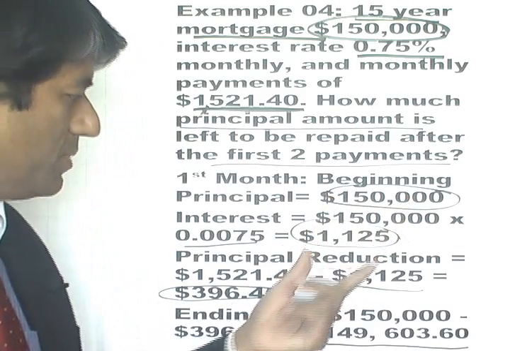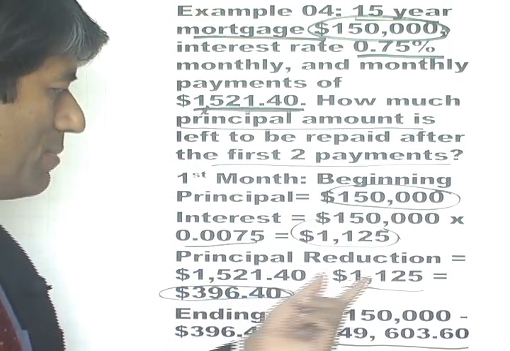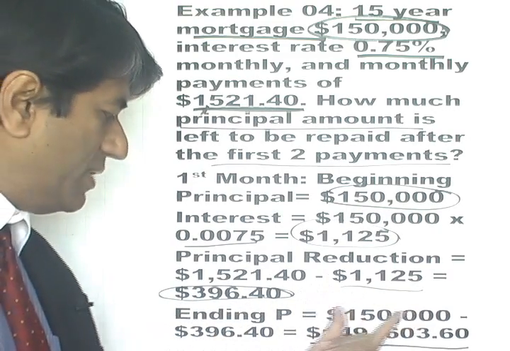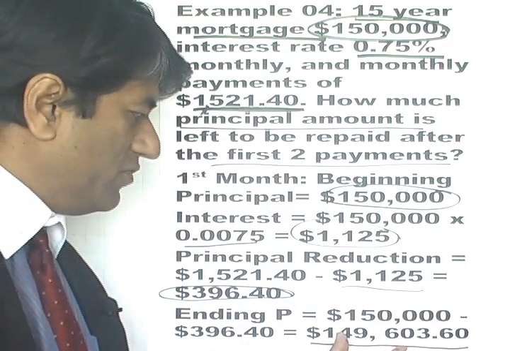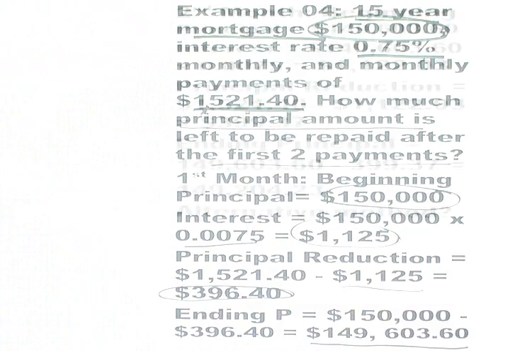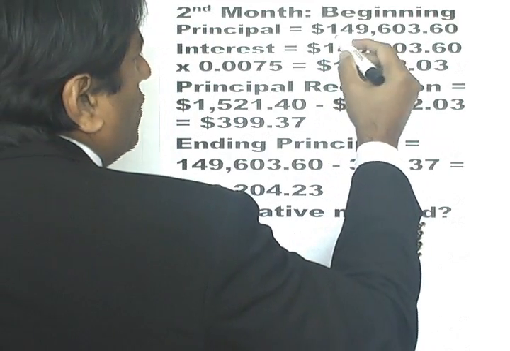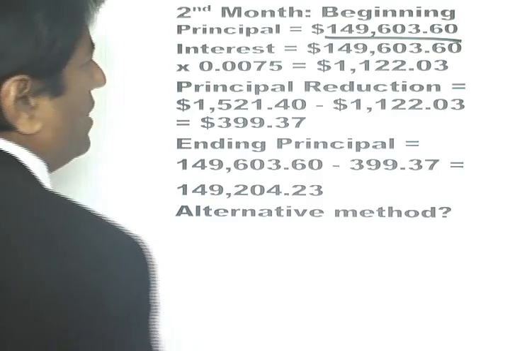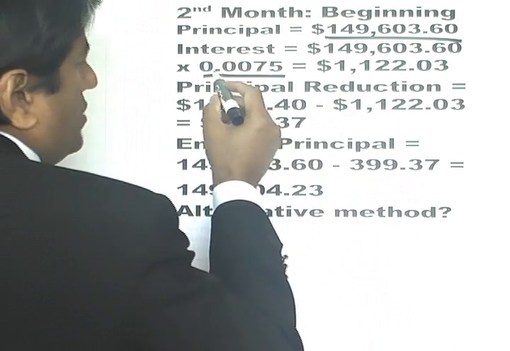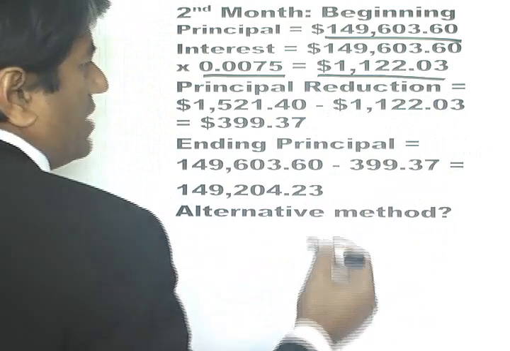So this was the starting principal, this was the interest payment, this was the total payment. Total payment minus interest payment was principal reduction, and ending principal was initial principal minus principal reduction, which will give you the ending principal. For the second month, we begin with a principal of $149,603.60. We calculate the interest by multiplying it by 0.0075. So the interest is $1,122.03.